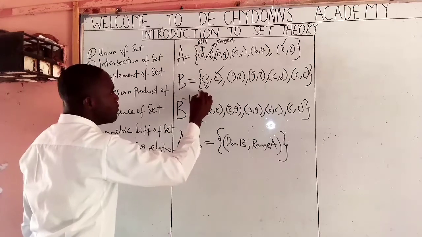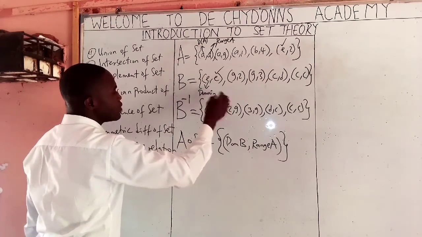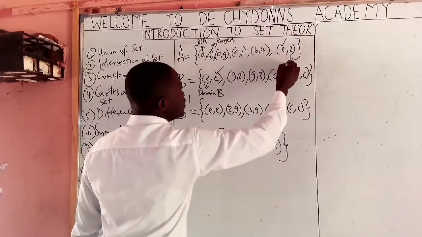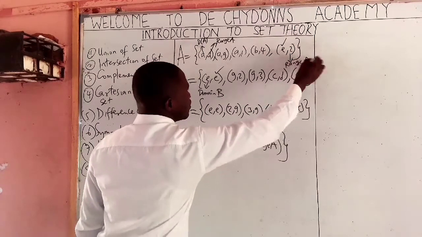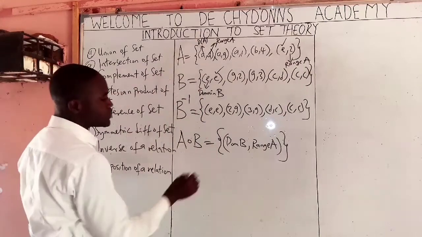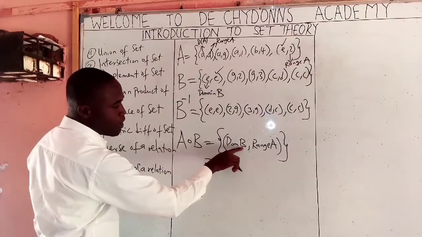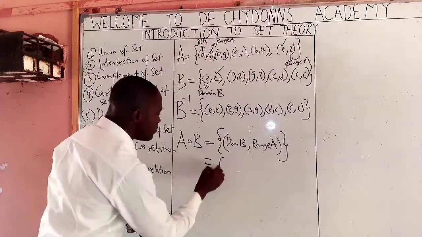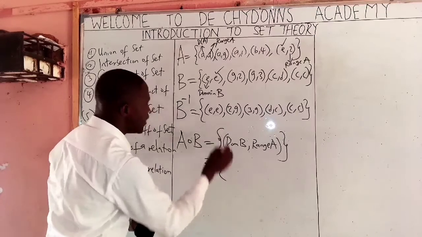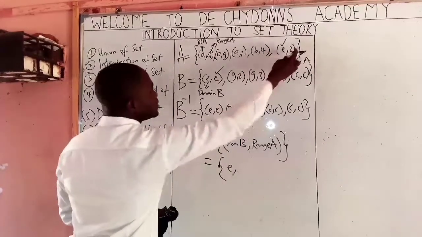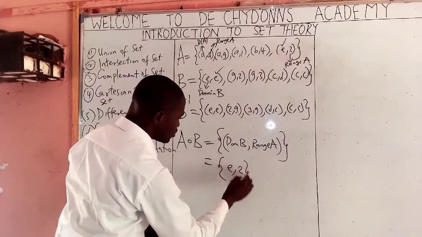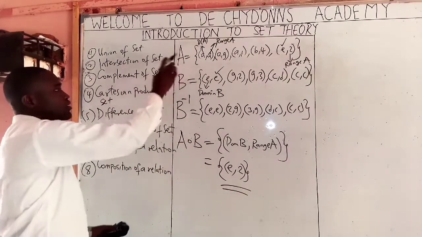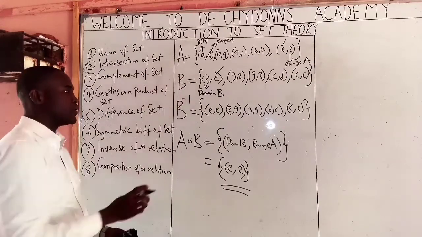Now, here is called domain B. Here is called range A. So you write the domain B first. That is what I mean by domain B, range A. What is our domain B? You say domain B is A. What is our range A? You say it is 2. So this is the answer for the composition of set A and set B.